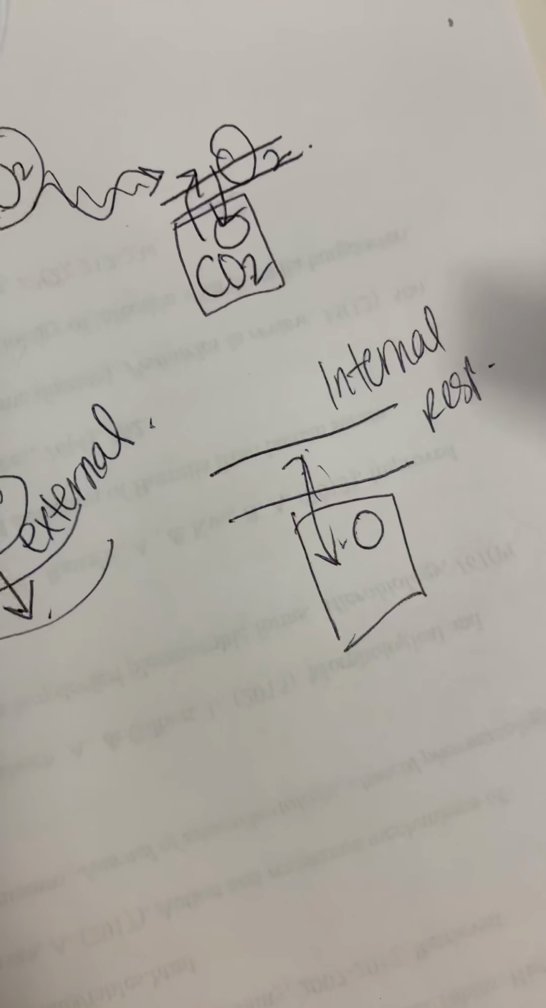Now, in this case, both parts are inside. So how I remember it is that this gas exchange is called internal respiration, because now the gas exchange is happening within two compartments on the inside of the body.